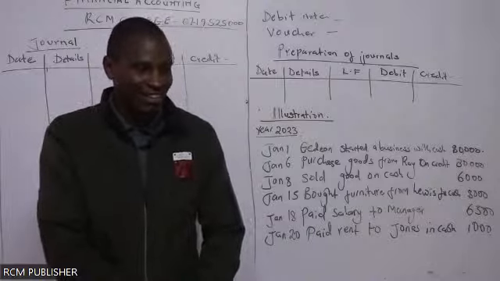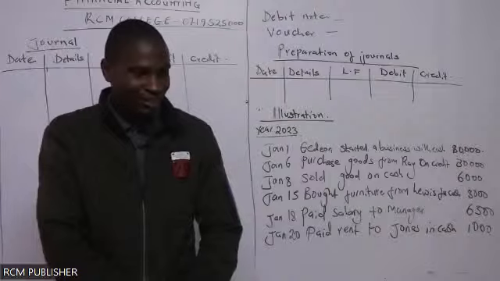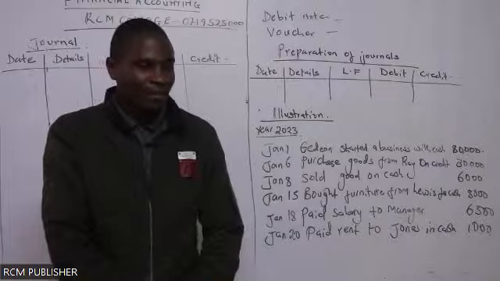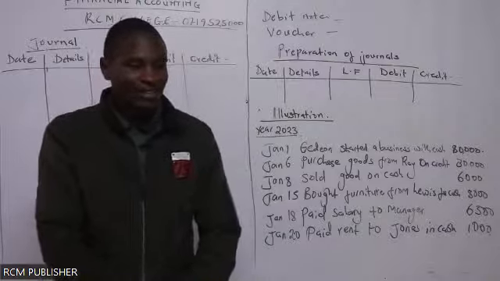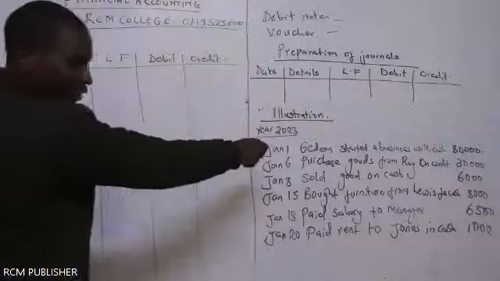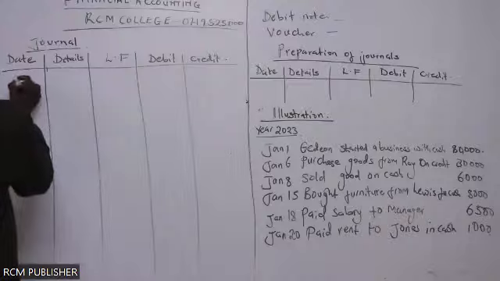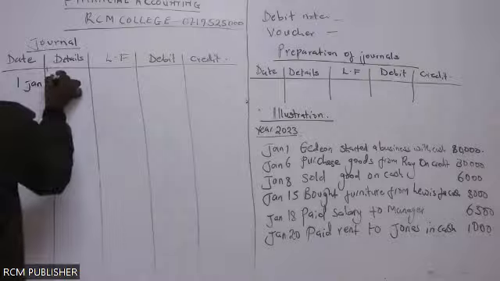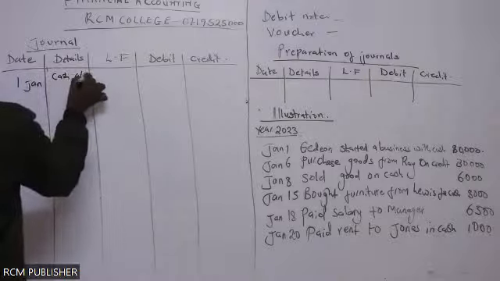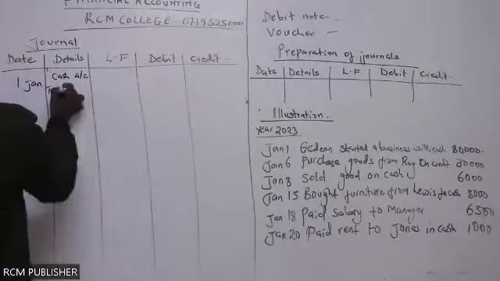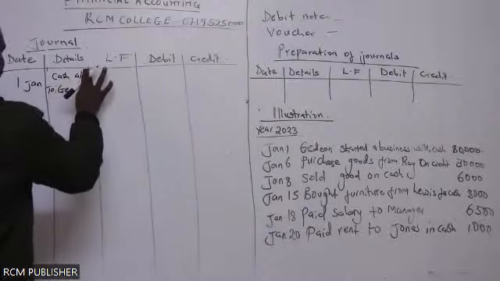No. We cannot stay like that. Cash account, right? Cash account to whose account? To Gideon. So this is date 1 Jan, of course. So we have the detail: cash account to Jones. We are calling the man Gideon. So this should be very wrong.